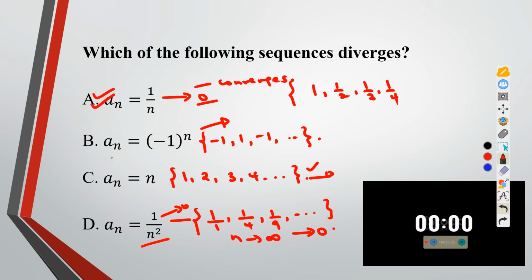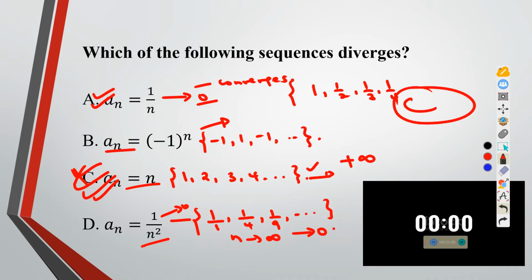Then this one here diverges. It will be going to positive infinity. So our answer is C. Our answer will be C. That will be the answer. C will be our correct option.